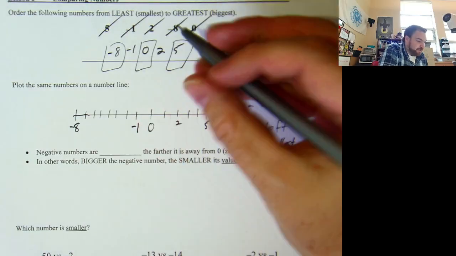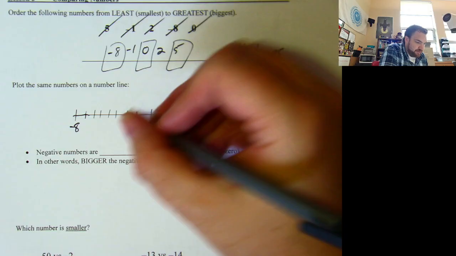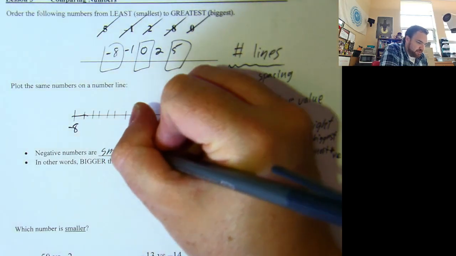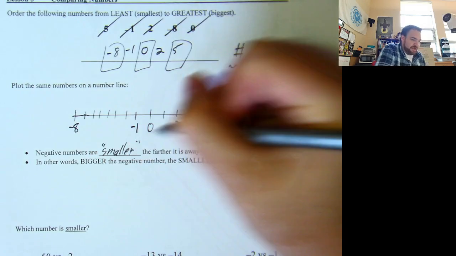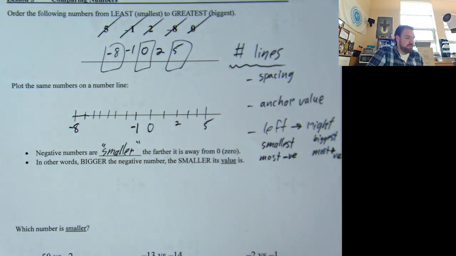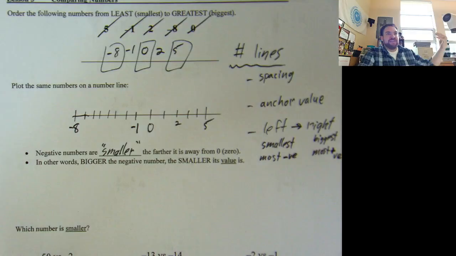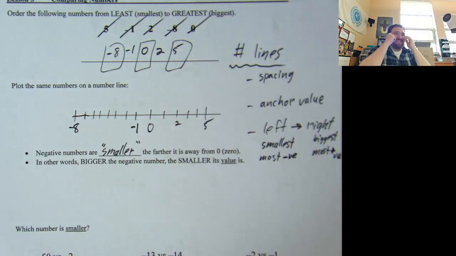Recall, negative numbers are smaller, in quotes, the further they are away from 0. In other words, what looks like a bigger negative number is actually a smaller value. So something like negative 40 and negative 8. Even though 40 is bigger than 8, negative 40 is more negative, and so we say that thing has a smaller value. Even though that's conceptually a little bit weird for a lot of people.